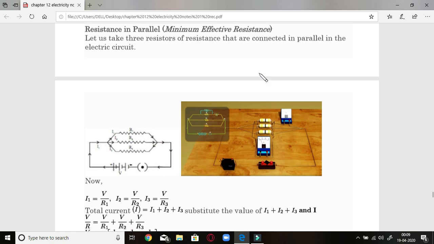Now let us see the next one, that is resistances in parallel, which give us a minimum effective resistance. Now this type of circuit gives us a minimum resistance for the flow of current. You can see here three resistances, they are all joined in parallel. As you can see, this is how parallel arrangements are made. Now these are joined with a voltmeter here, all of them parallel with the voltmeter. Then the ammeter is placed here, battery as well as switch.